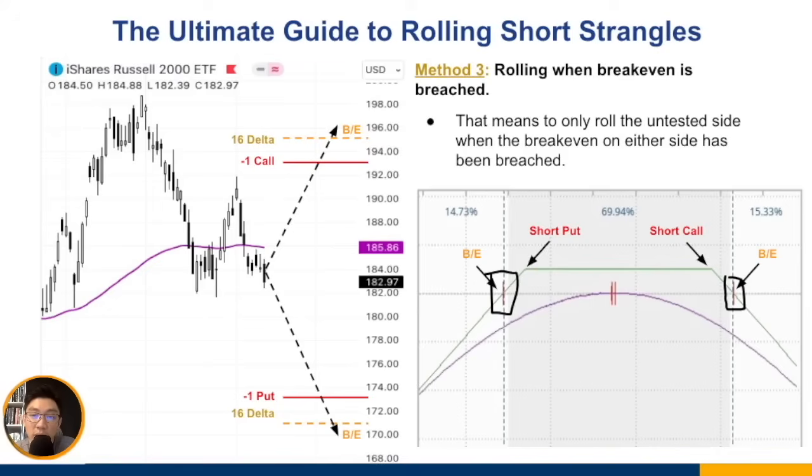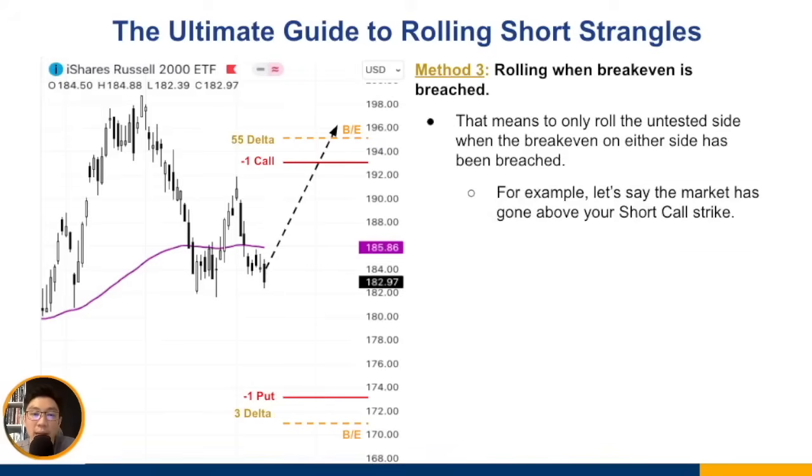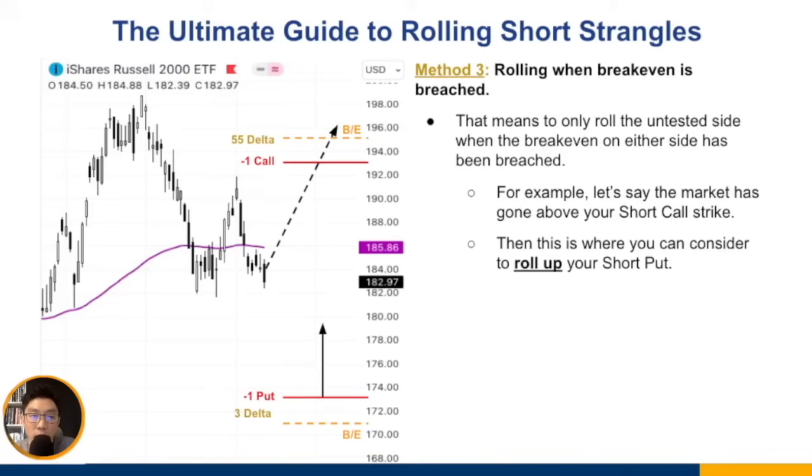So you can see down here, this is where your short put is. This is where your short call is. So this is a very quick and easy way for you to see when your break even has been breached. All right, so for example, let's say the market has gone above your short call strike and has breached the break even point above your short call strike. Then this is where you can consider rolling up your short put.